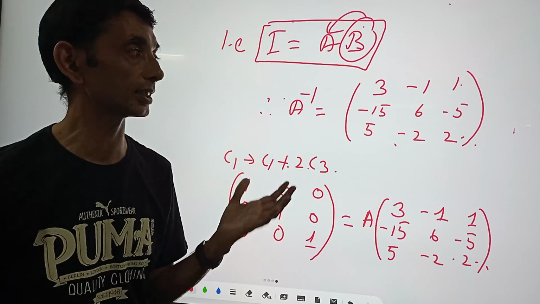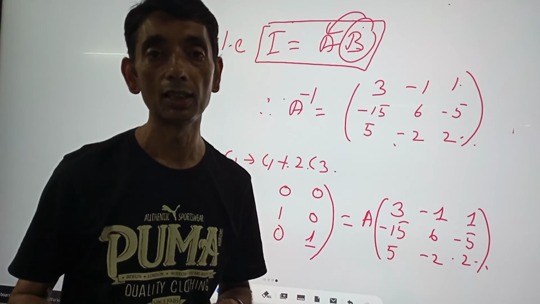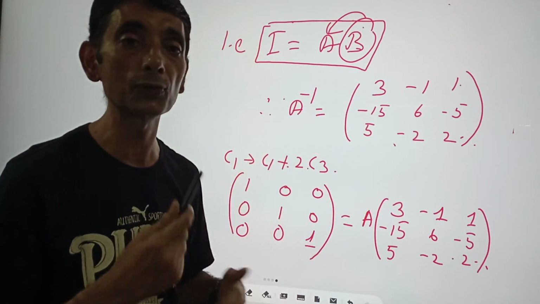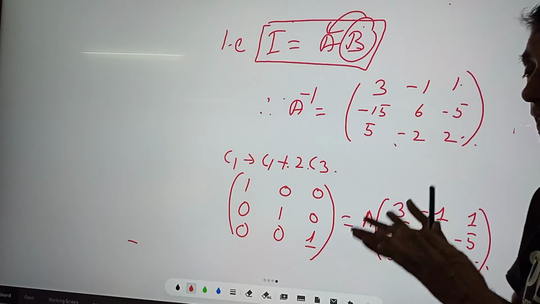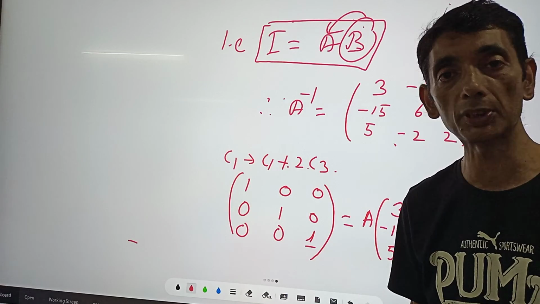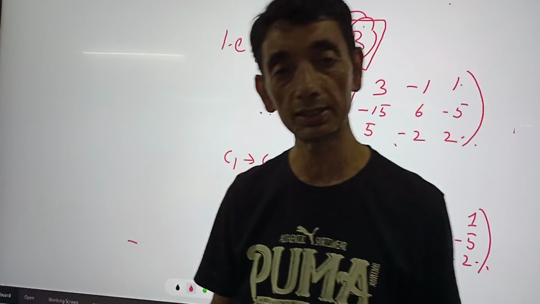And you have seen that the steps are equally easy. If you follow row operations or column operations, the difficulty level for each and every question will be almost the same.